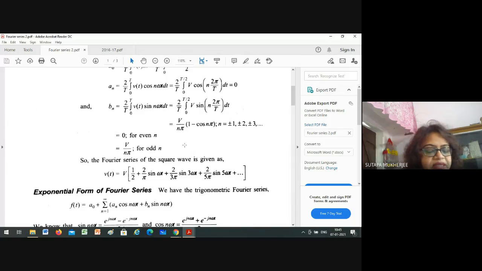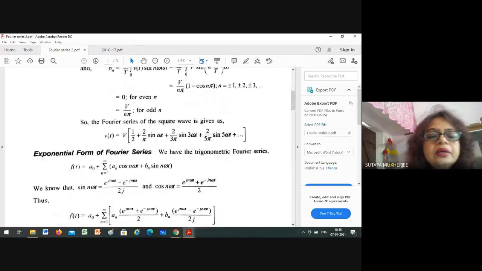So what is an? 2 by T, integral 0 to T of f(t) cos n omega t dt. And here the an term is 0, so there is no part of the an term. There will be only the bn term. So after completing the series, the series will be a0 plus sum n equal to 1 to infinity of an cos n omega t plus bn sin n omega t. So an part is 0, only the term bn sin n omega t remains. Bn means this one. For the odd part, odd means 1, 3, 5. Right? Yes, ma'am. Okay.